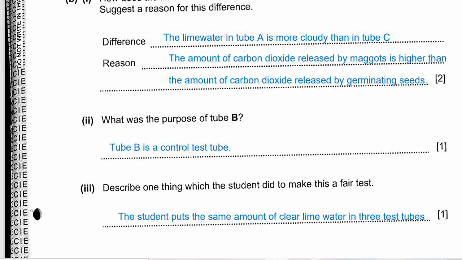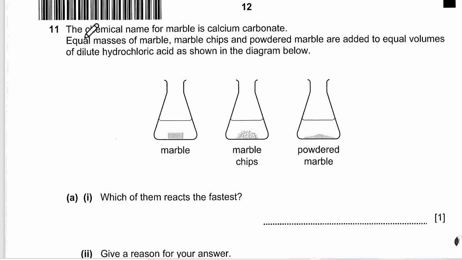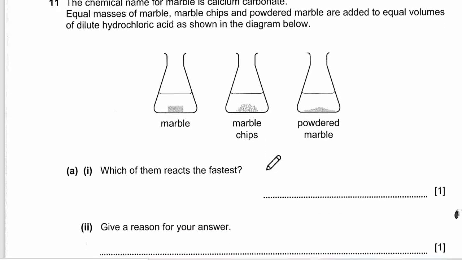Next question. Question 11. The chemical name for marble is calcium carbonate. Equal masses of marble chips and powdered marble are added to equal volumes of dilute hydrochloric acid as shown in the diagram below. Which of them reacts the fastest? It will be the powdered one. Give a reason for your answer.